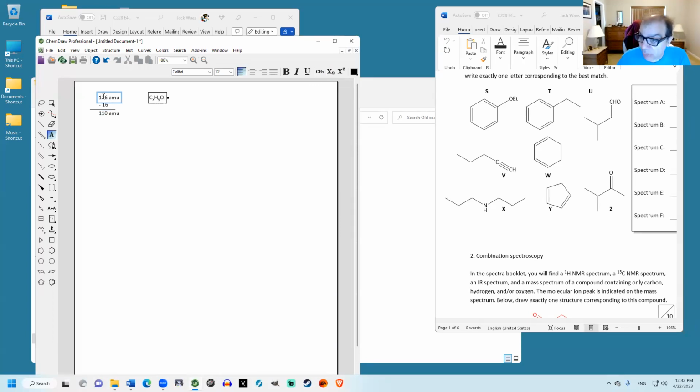This is exactly the method I suggest you follow on the exam. Assume there's exactly one oxygen. If it doesn't work out and you can't find a reasonable molecular formula, then try 2 oxygens. But start with just one. Start by assuming there's just one oxygen. And so the remaining 110 AMUs are for the carbons and the hydrogens.